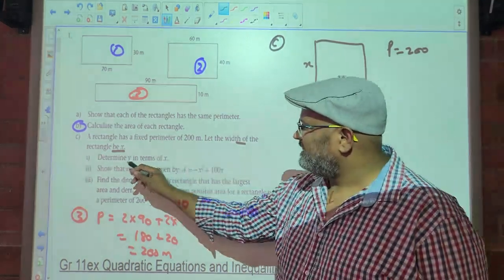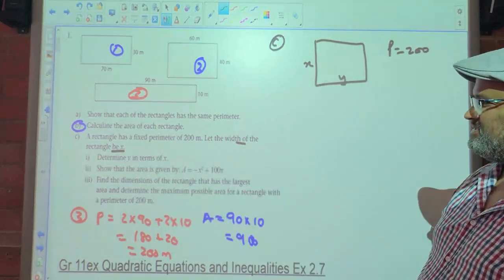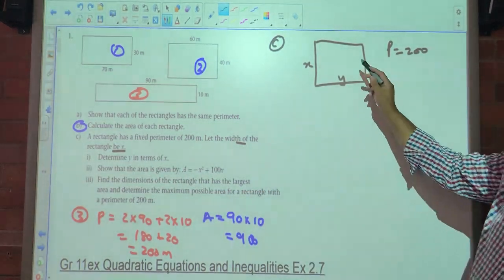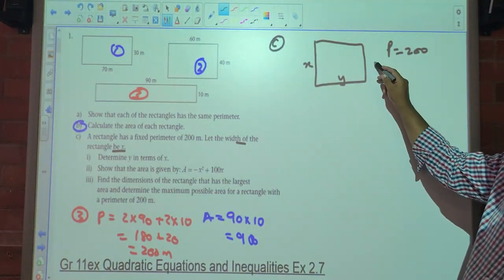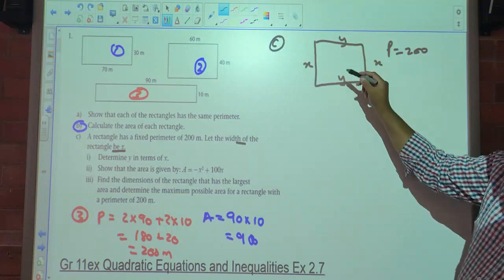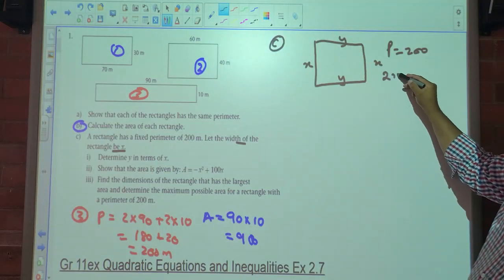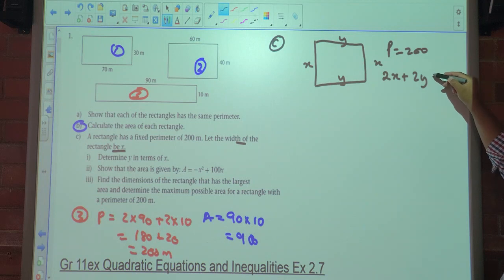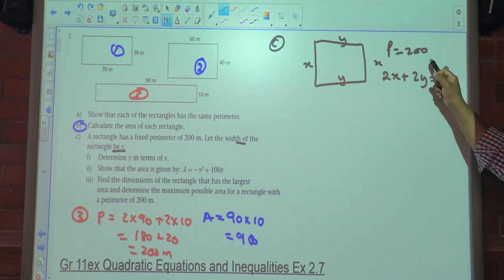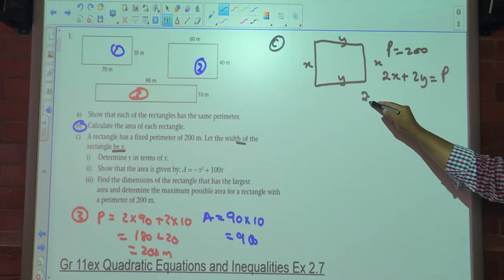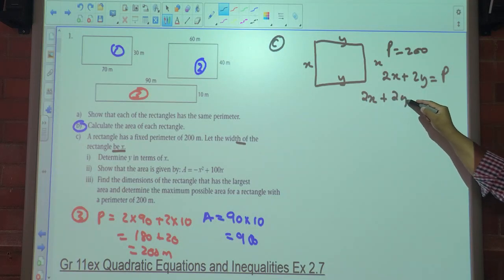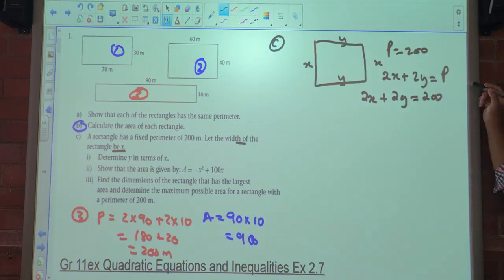Now they want us to determine y in terms of x. So if this is a rectangle, what is this length? x, and this is y. So in other words, 2x plus 2y is going to be the perimeter, not so? But what is the perimeter? 200. So it's 2x plus 2y is equal to 200. Or you could have started off by saying perimeter is 2 length plus 2 breadth. It's the same thing, no?